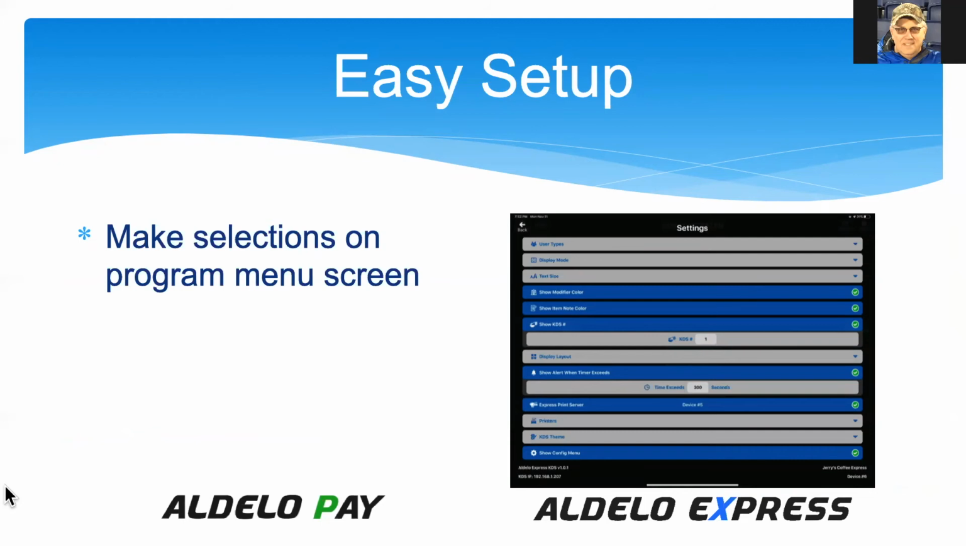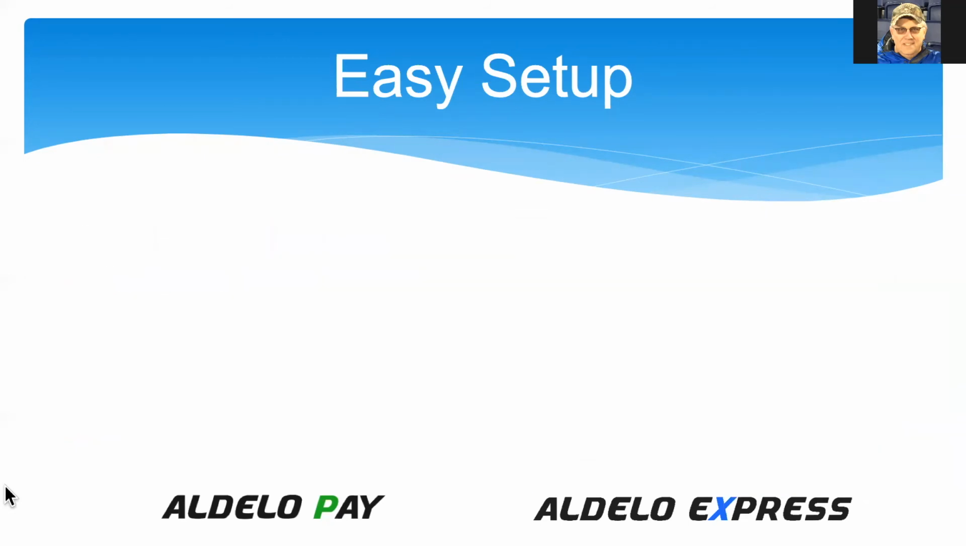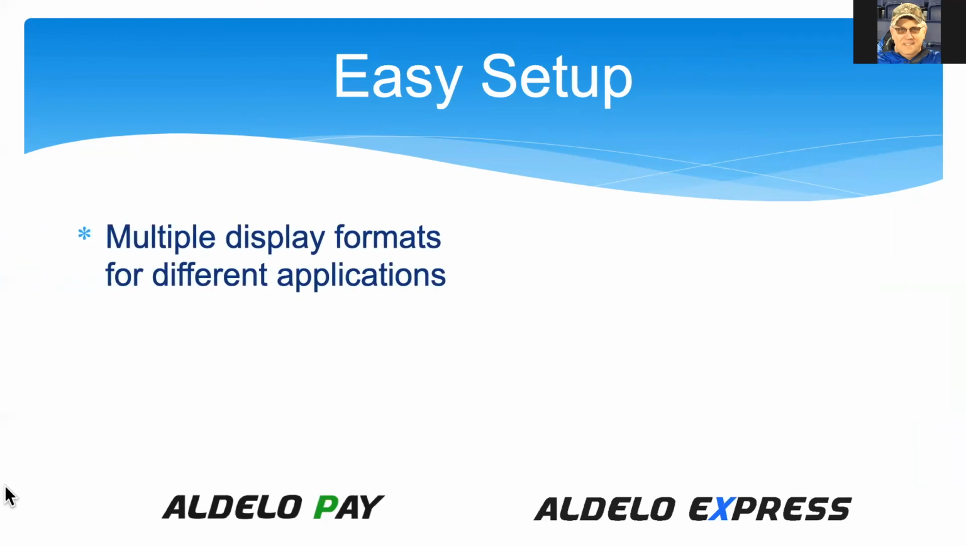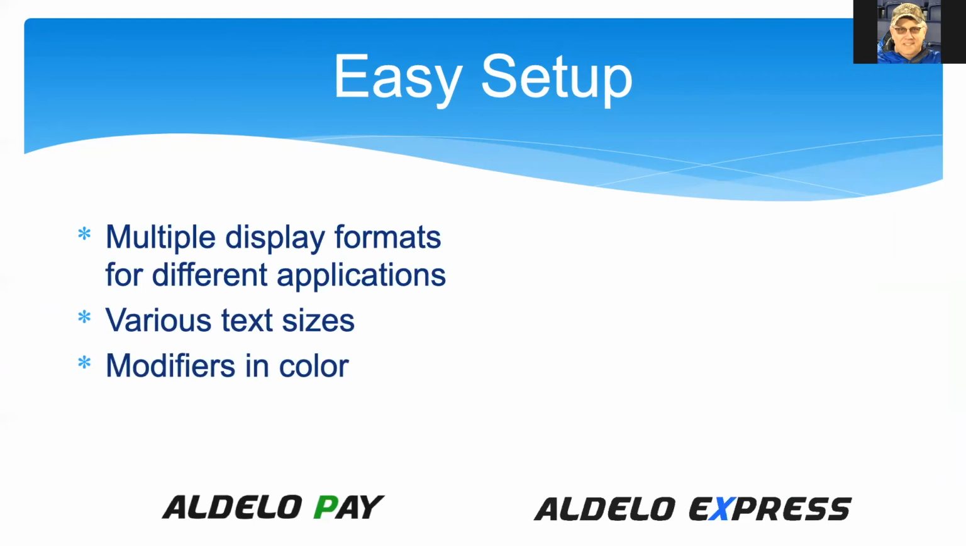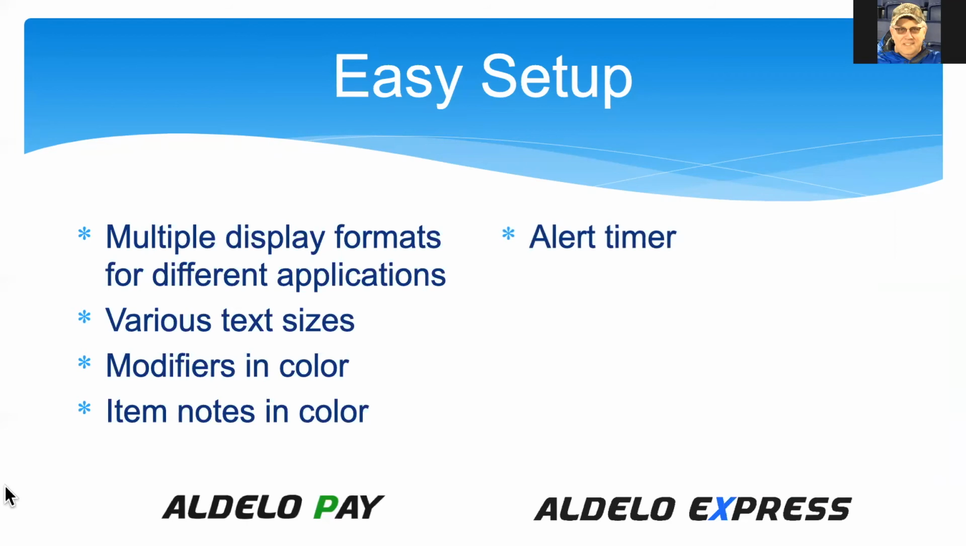If you have multiple monitors, then you're going to have programming on multiple screens to choose the different options you have, such as the layout. So you have different formats for the different applications depending on the restaurant. Depending on the volume of the restaurant and the style of the restaurant, it's very easy to set up and choose the different screen modifications. Of course, you have different text sizes. You have modifiers that come in color, and the item notes are also displayed in color. There is a programmable alert timer that will then start flashing if the order has taken longer than it should.